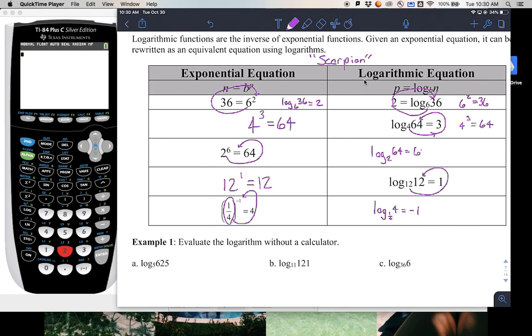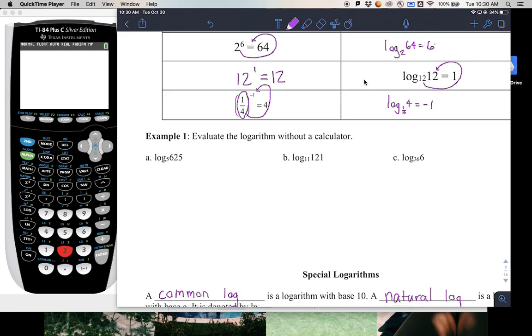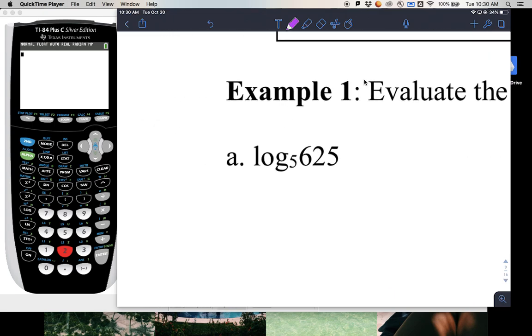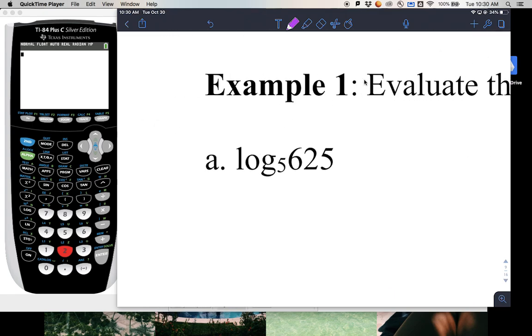So it takes a little practice. It's weird at first, but if you draw that little arrow, I think that'll really help you keep everything organized. All right, so the first examples that we're going to be starting out with here are examples where we evaluate a log without a calculator. Now we can type all this into the calculator. I'll in fact show you here in a second how to do that, but most of these are going to be expected to do without a calculator.